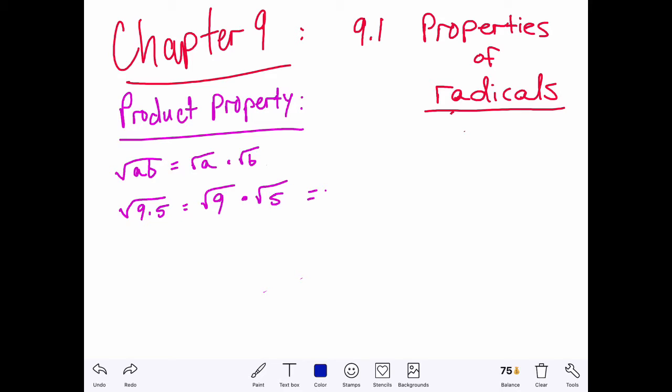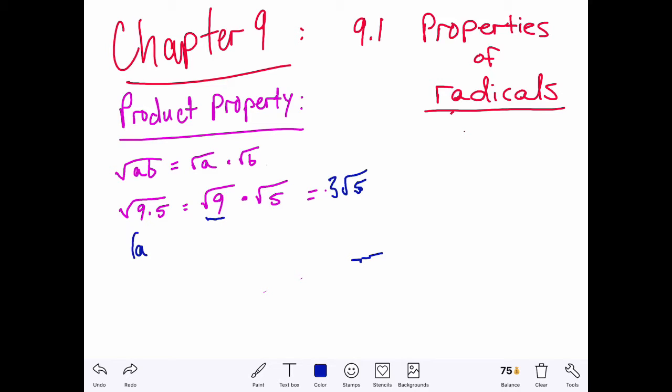The square root of a times b is the same as the square root of a times the square root of b. Well, what does that mean in numbers? The square root of 9 times 5 is the same as the square root of 9 times the square root of 5. The reason we broke it up like that is that the square root of 9 can then become 3, and that's 3 multiplied by the root of 5. Now, there's no perfect square root of 5, so we're going to leave 5 underneath the radical, and so that's going to be 3 root 5.